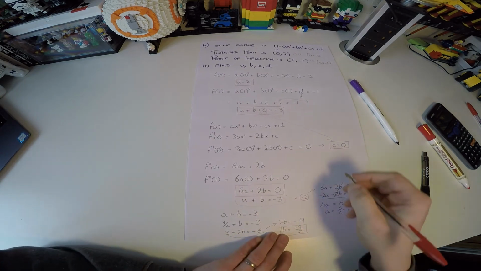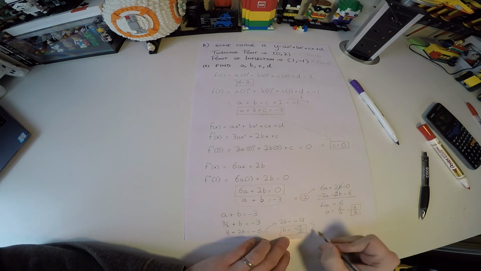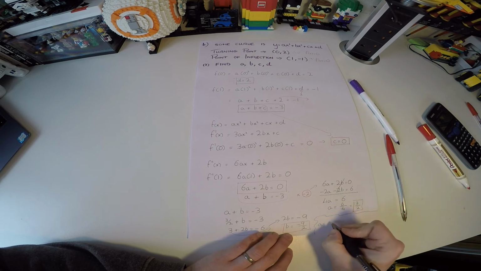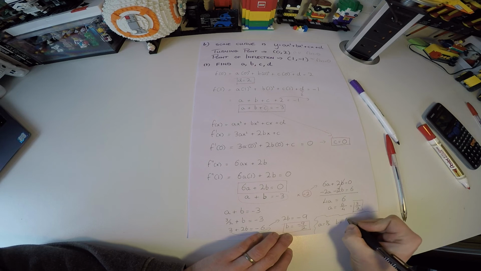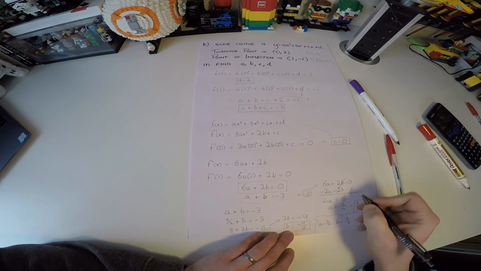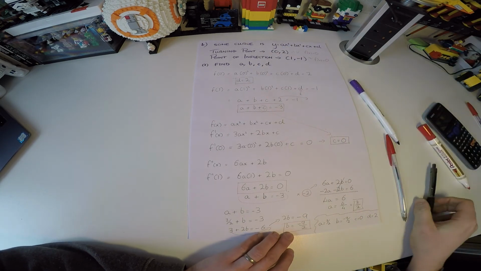So we look at all that, then we have our values here. Sorry for squeezing it in here. A is equal to 3 over 2. B is equal to minus 9 over 2. C is equal to 0. And D was equal to 2 at the very start. That's that part.